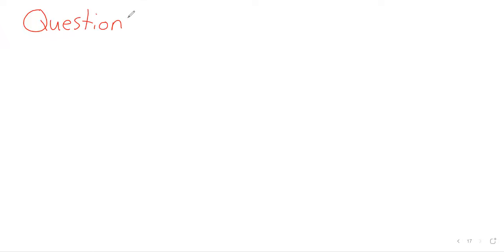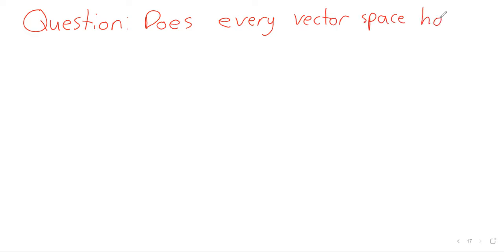Let's ask a question, though, since we're on the topic of dimension, and therefore on the topic of bases. Does every vector space have a basis? We've seen vector spaces that don't have finite bases. The vector space of continuous functions was the example we gave. So it's an interesting question. It doesn't have a finite basis, but does it have some kind of infinite basis?